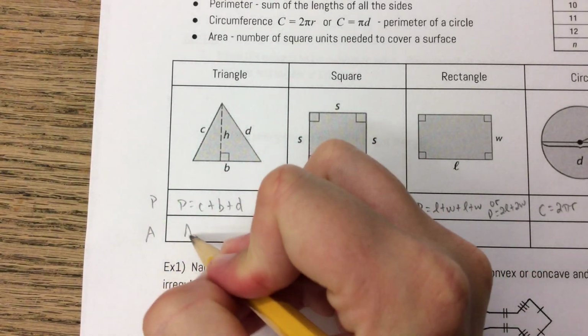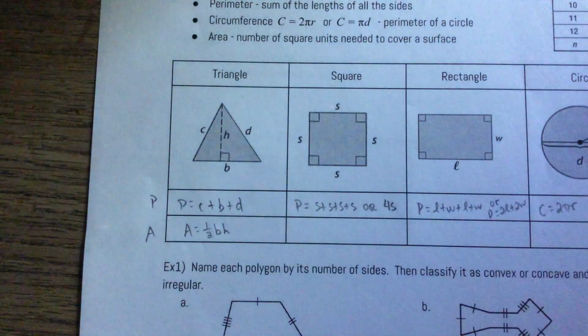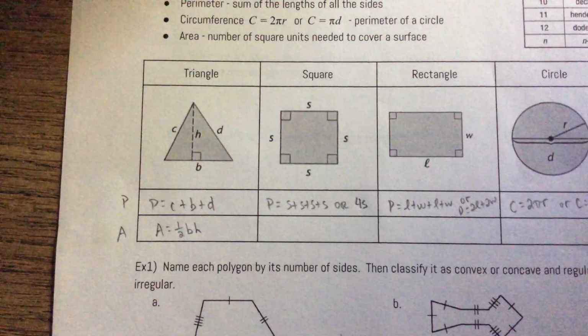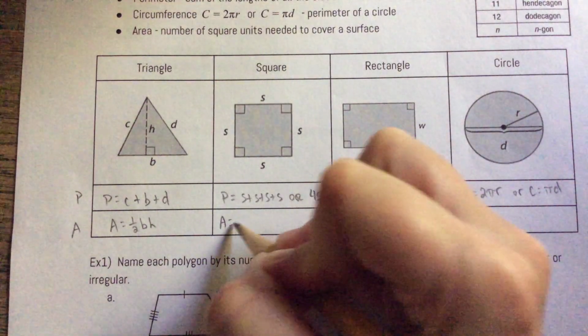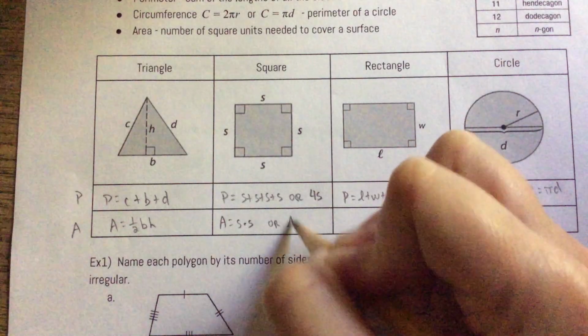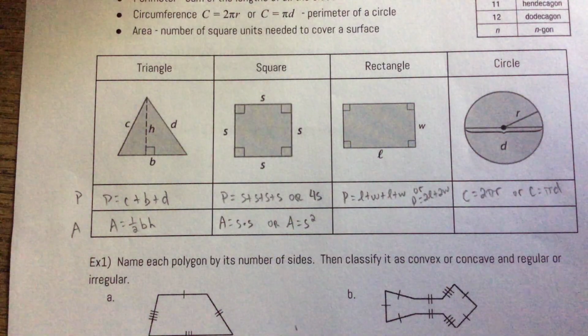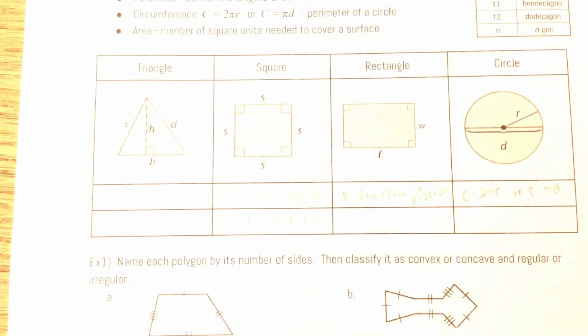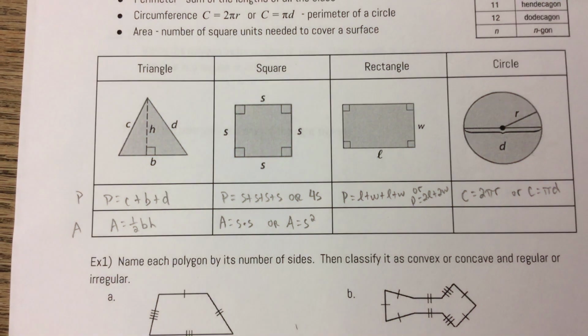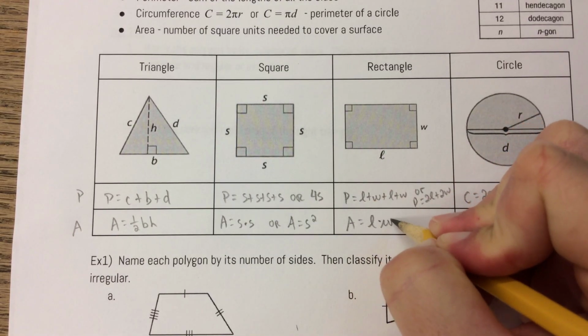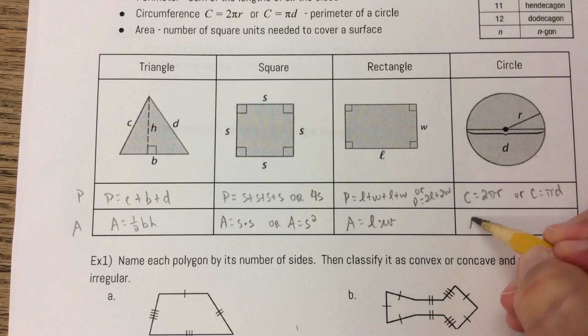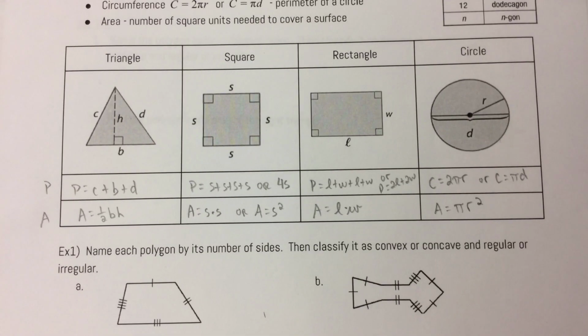Okay, so the next one, area formulas. You have area equals 1/2 base times height for a triangle. For the square, we have the area equals side times side, or you could say side length squared, so length times width on a square as well. On the rectangle, you have area is length times width. And then for the circle, that is pi r squared, which I'm sure you have heard of before.